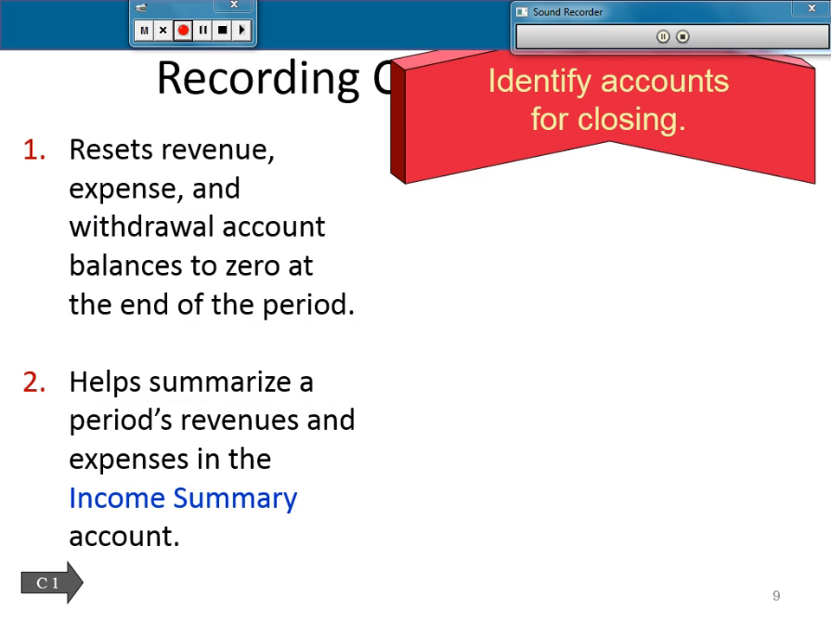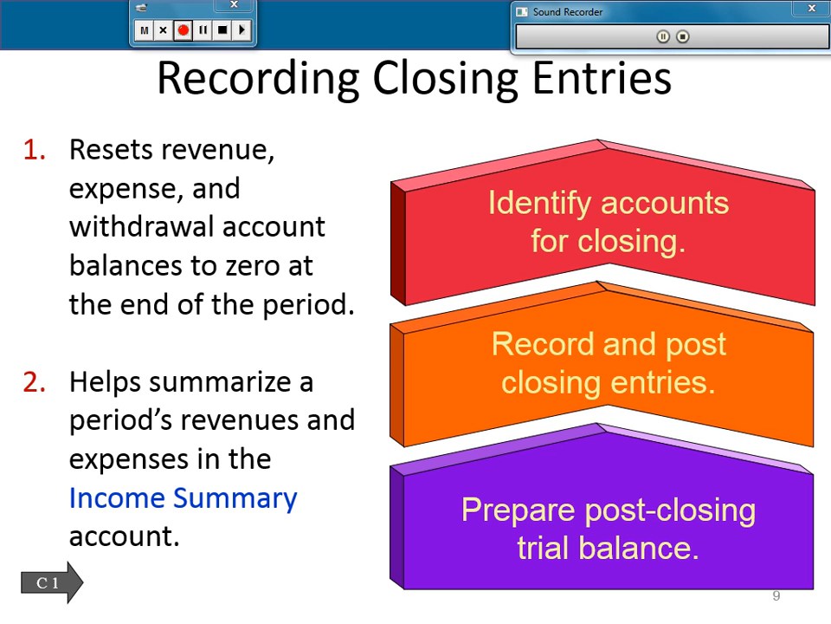Closing process, this is what I need you to write down. It's 4 steps to the closing process. What you're doing in the closing process is that you're closing out all temporary accounts so that only the permanent accounts remain. Here they're showing you reset revenues, expenses, and withdrawals accounts to 0 at the end of the period, and use the income summary account.